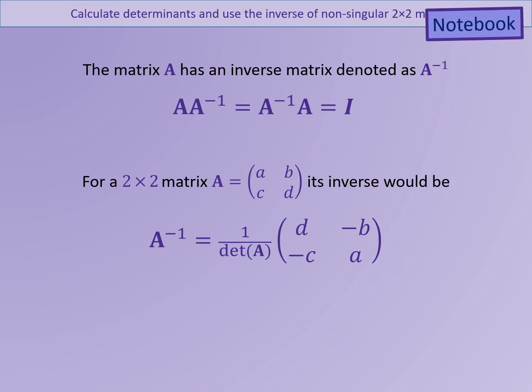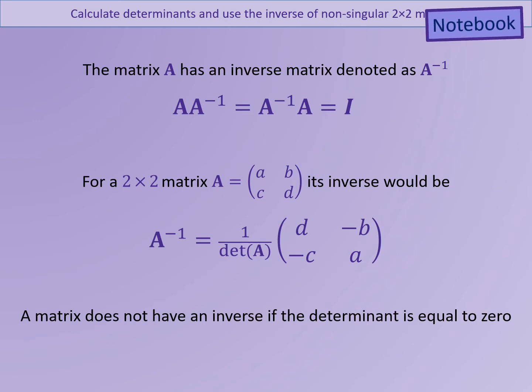We're then going to change the order a little bit of the elements inside A. So a and d are going to swap places, and b and c are going to stay in the same place but be multiplied by minus 1. So the inverse matrix A is 1 over the determinant of A times [d, -b; -c, a].